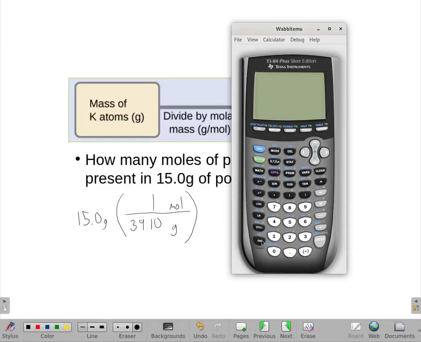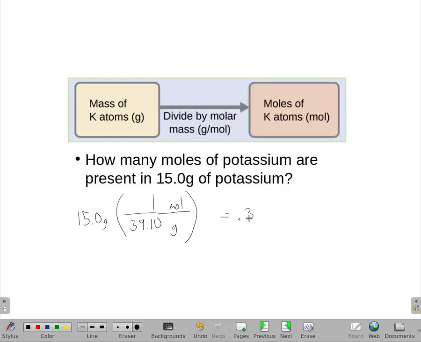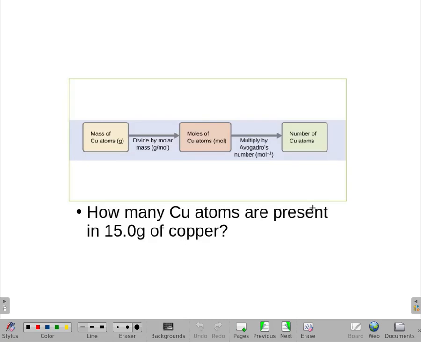That is the molar mass of potassium. So to do this conversion, we just take 15 and divide it by 39.1, and we get 0.384 moles of potassium. Now, if we want to take it a step further and get the atoms, we'll have to use Avogadro's number. We can't go from grams directly to atoms. We'll always have to convert to moles first.